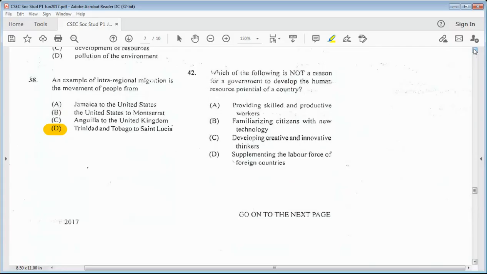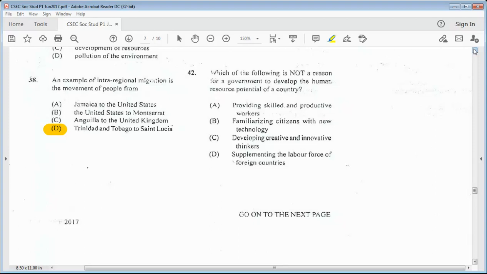Here it says, which of the following is not a reason for a government to develop the human resource potential of a country? A, providing skilled and productive workers. B, familiarizing citizens with new technology. C, developing creative and innovative thinkers. D, supplementing the labor force of foreign countries. So it says, which of the following is not a reason for government to develop the human resource?